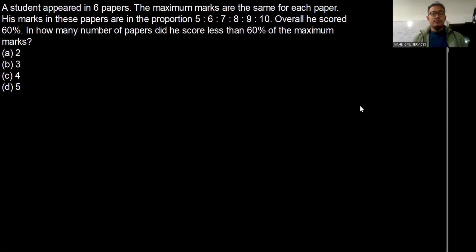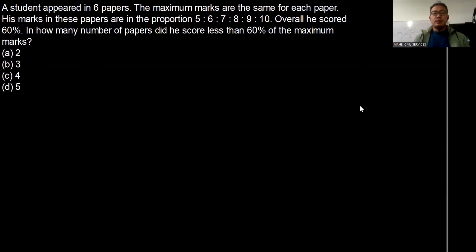Okay, fine. So a student appeared in 6 papers. The maximum marks are the same for each paper. His marks in these papers are in the proportion 5:6:7:8:9:10. Overall, he scored 60%. So in how many papers did he score less than 60% of the maximum marks?